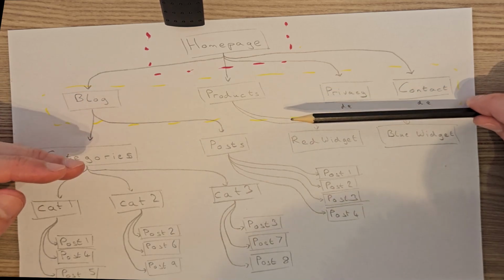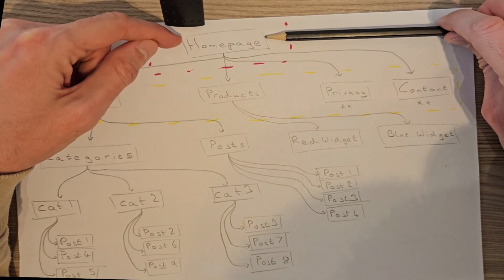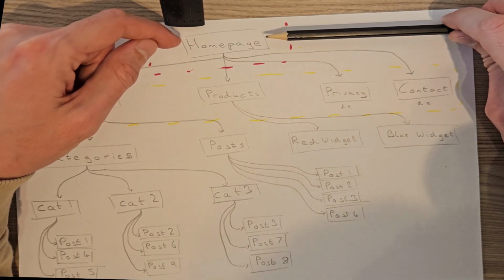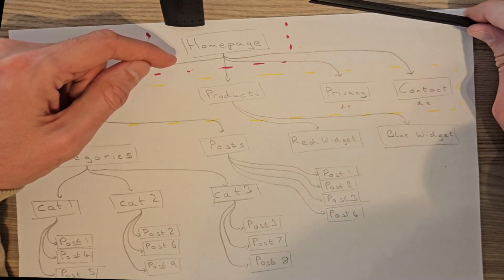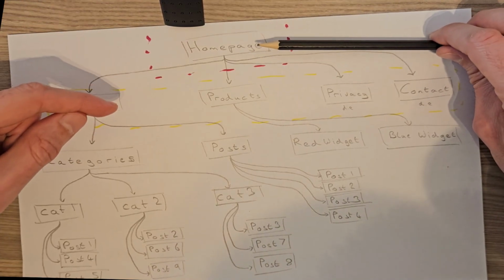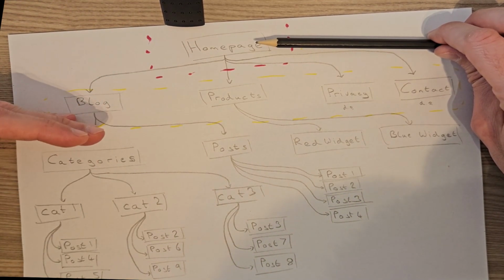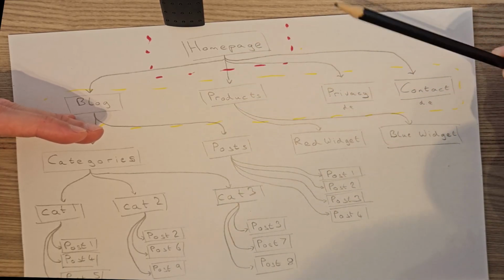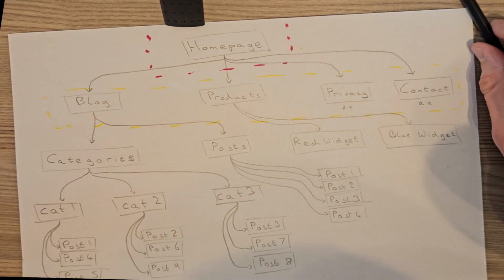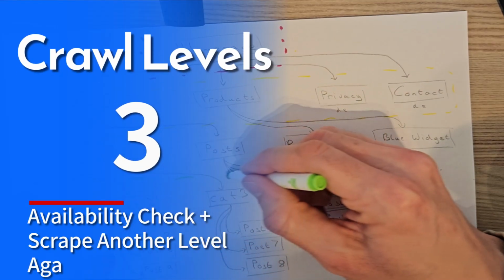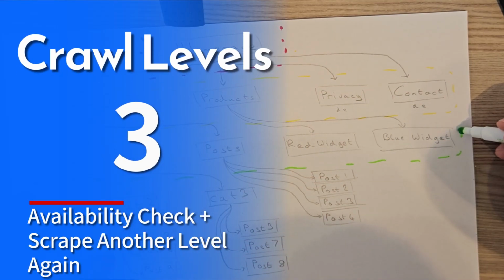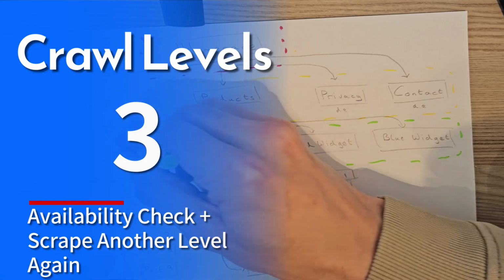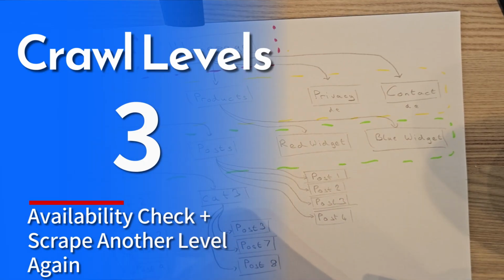So for level 3, it would do the same. It would check the availability of the domain that you enter. It would scrape it looking for links to domains as well as pages on the website. Then it will scrape the pages looking for domains and other pages. And then it will go to the next one. So these pages would all be in your next level.